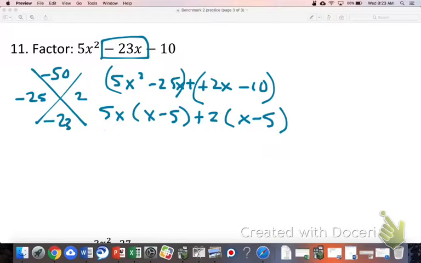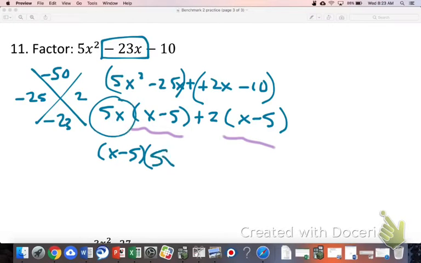So what I want to do here is recognize that this and this are both common factors of the two terms, so I can factor those out. When I factor those out, the x minus 5 comes out. The leftovers would be 5x and plus 2. Now I have factored, I've undistributed, I've reversed FOIL completely. Those are the factors.